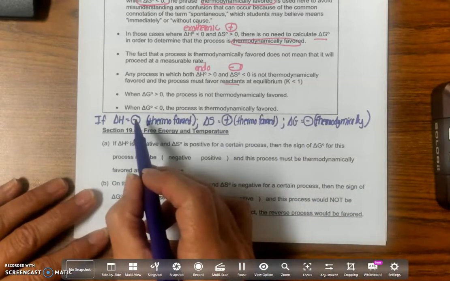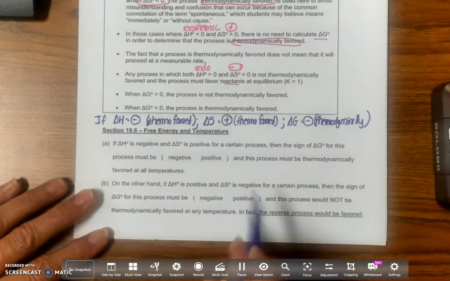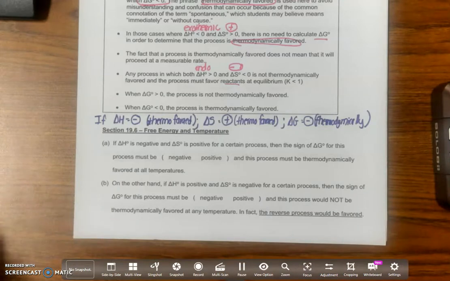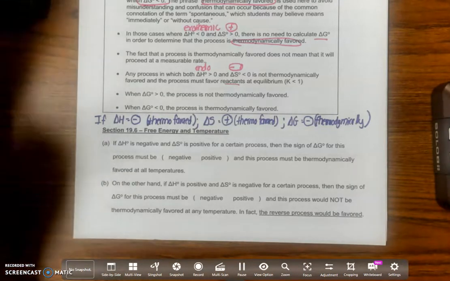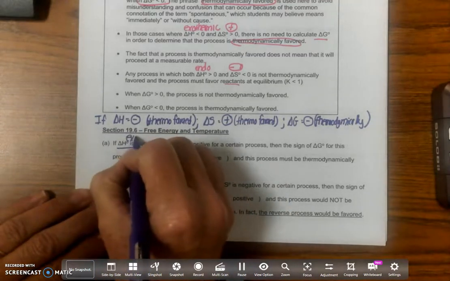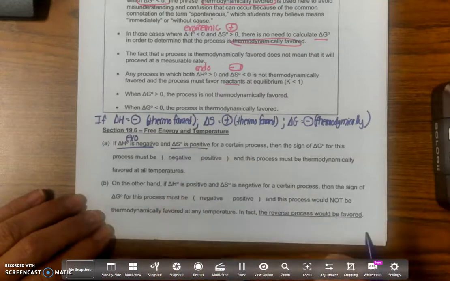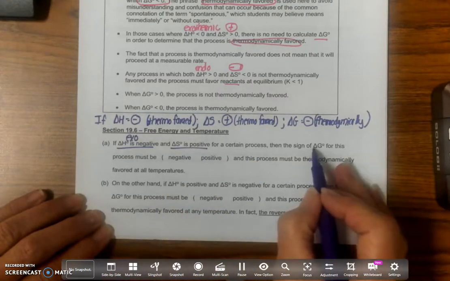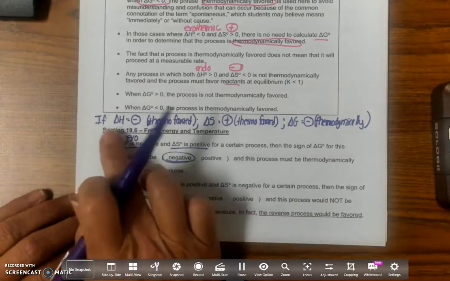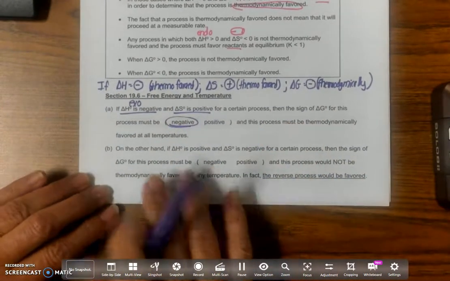But what if this one's favored and this one's not, or vice versa? How are we going to do that? Because that is not the extremes. So if this is negative, which means this is exothermic, and remember exothermic reactions are favored, and this is positive, the sign of delta G is always negative. So that means it meets all these conditions. It's always favored, I don't even have to calculate it.